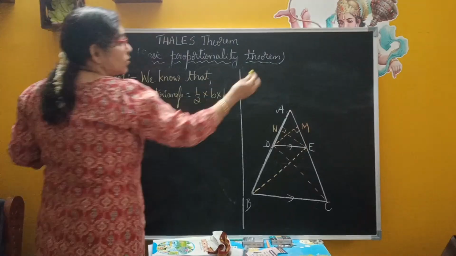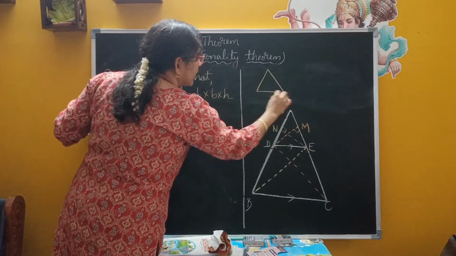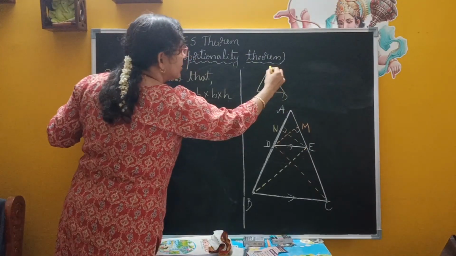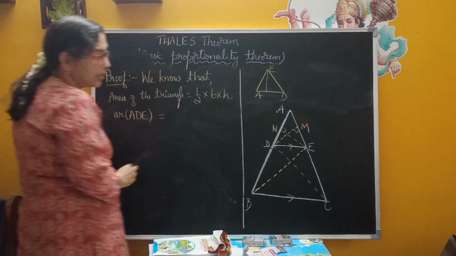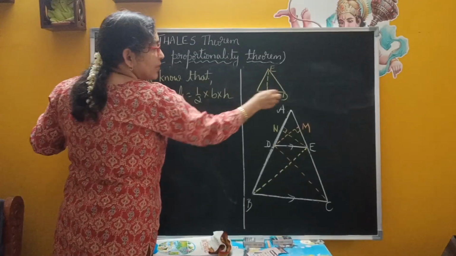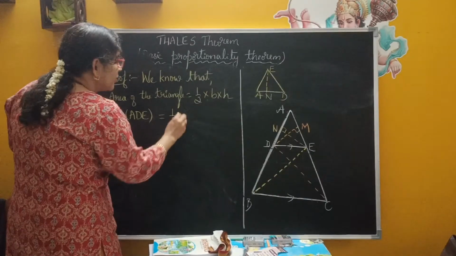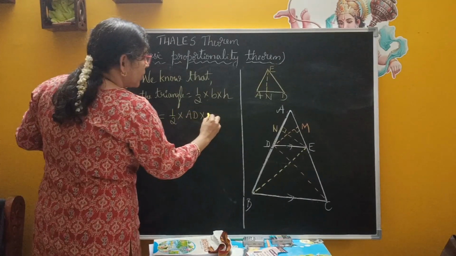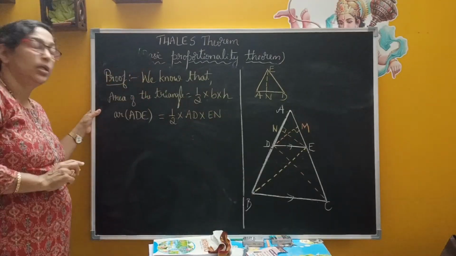Okay, so let me show that. If I take the triangle like this, suppose this is B and this is E. Now here perpendicular is drawn to AD, isn't it? And this point is N. So what is the formula? Half into base AD into height EN, isn't it? So let us write that now. Half into base is AD into height or perpendicular it is EN. This is one of the equations.